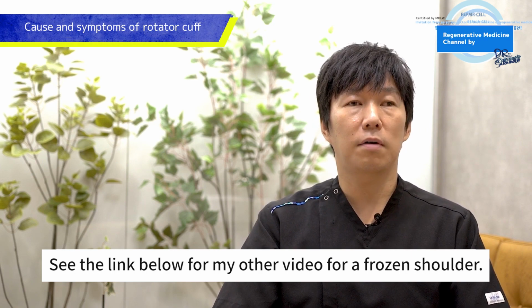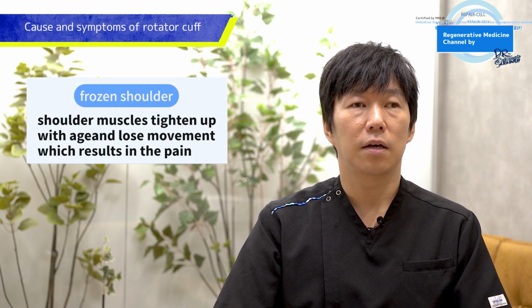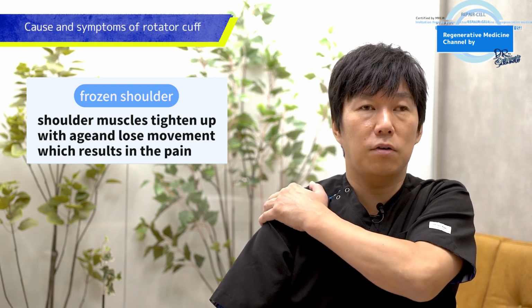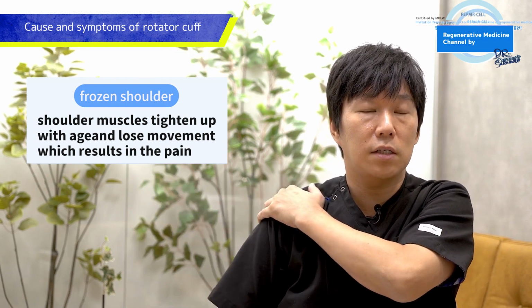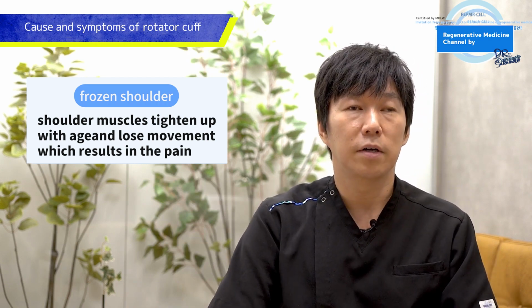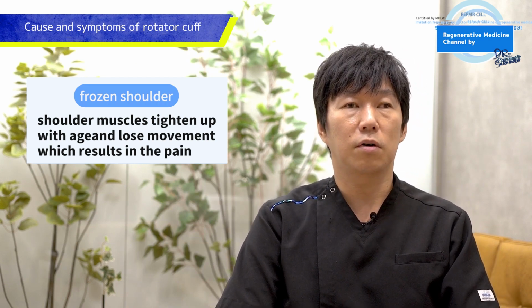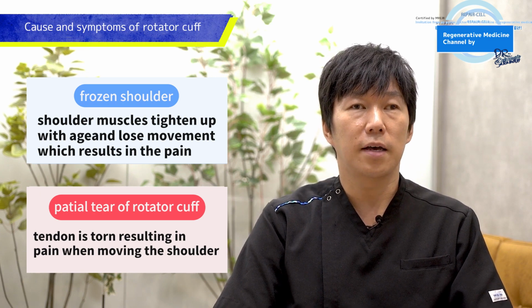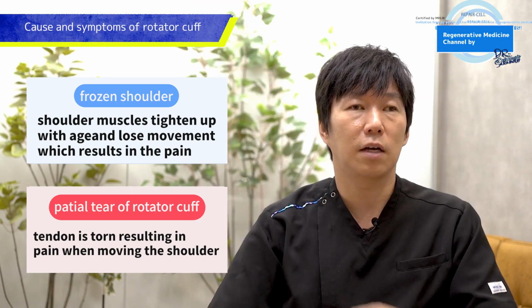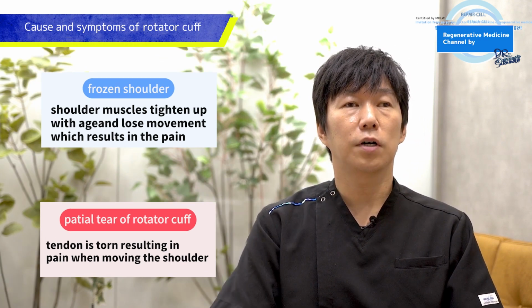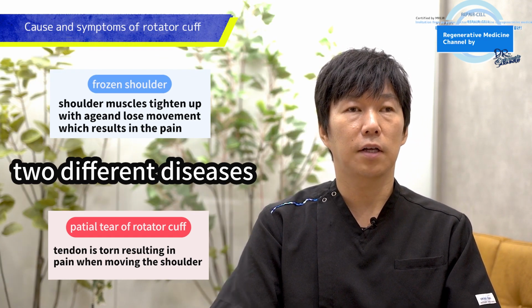A frozen shoulder does not display tears on the rotator cuff, but shoulder muscles tighten up with age, usually in the 40s and 50s, leading to gradual loss of movement, which results in the shoulder pain. Contrarily, the partial tear on the rotator cuff is caused by torn tendon, resulting in pain when moving the shoulder. These two diseases are not the same at all.